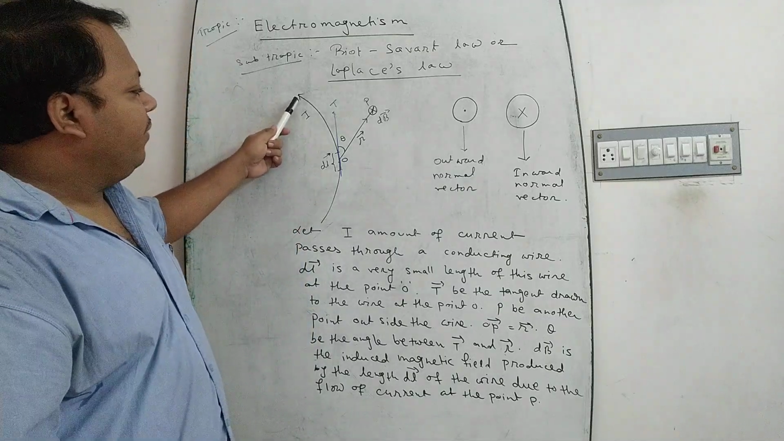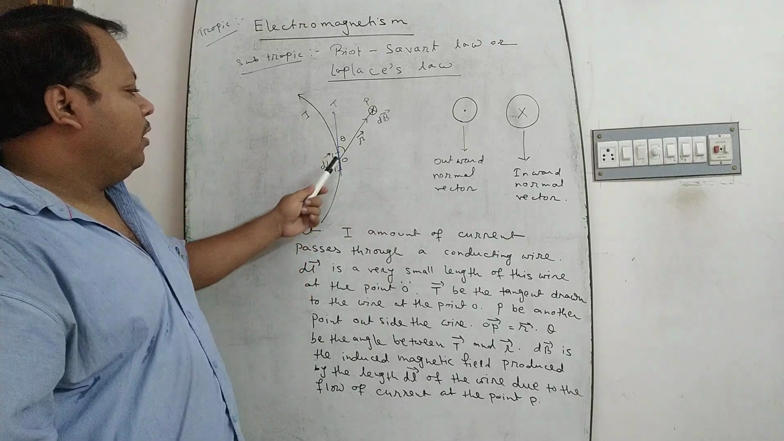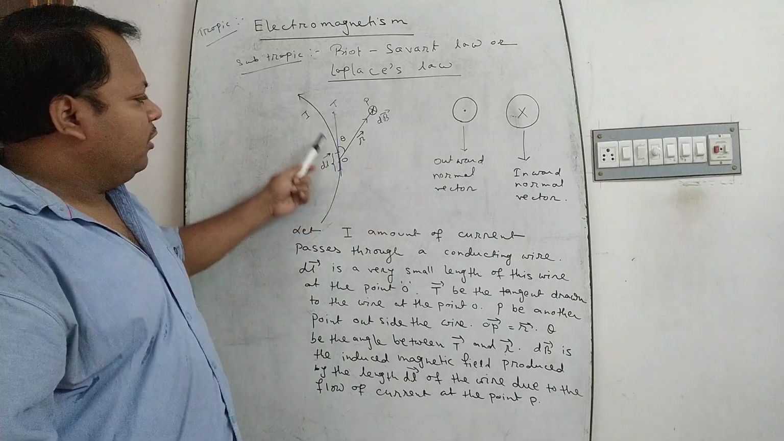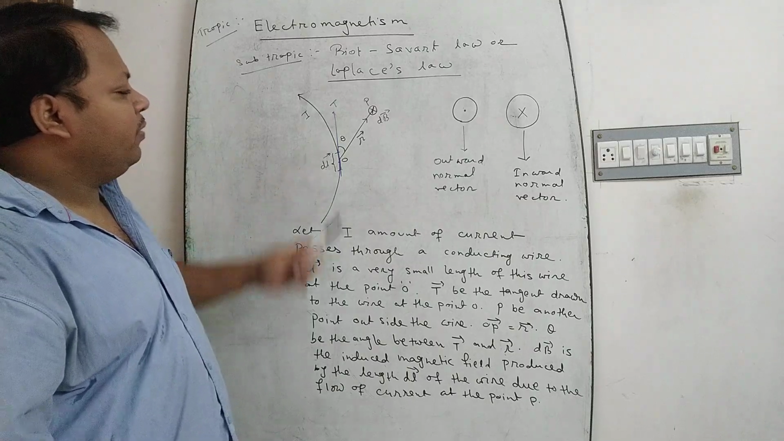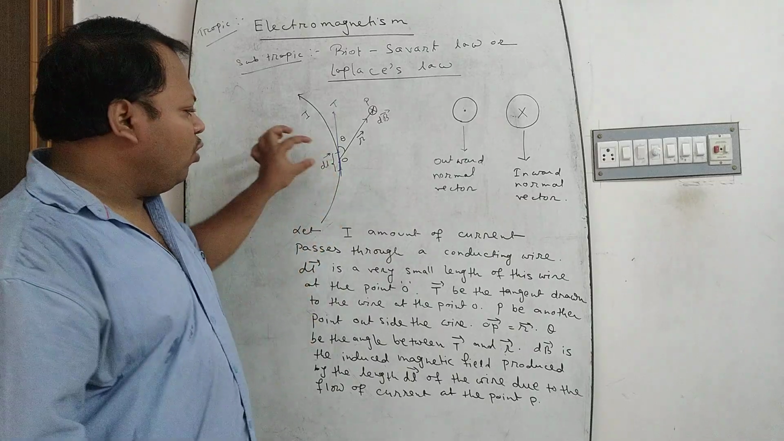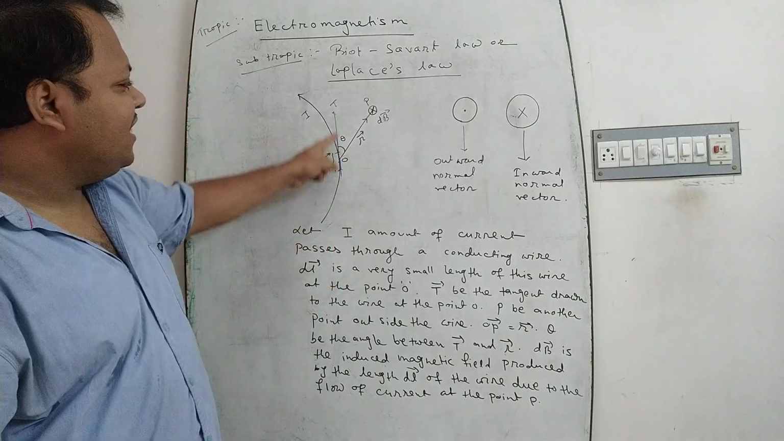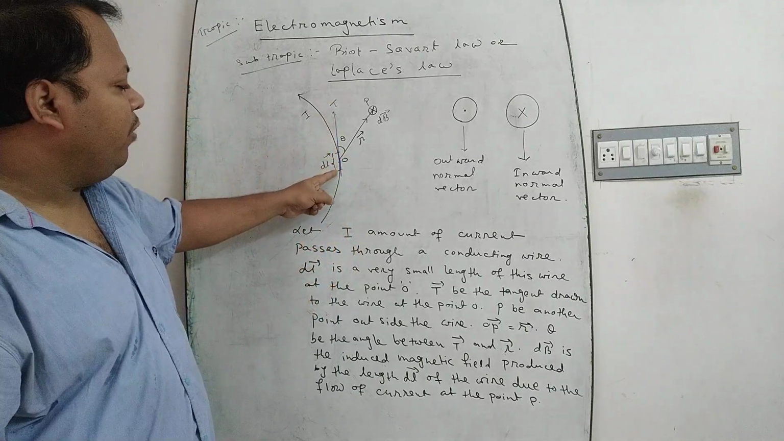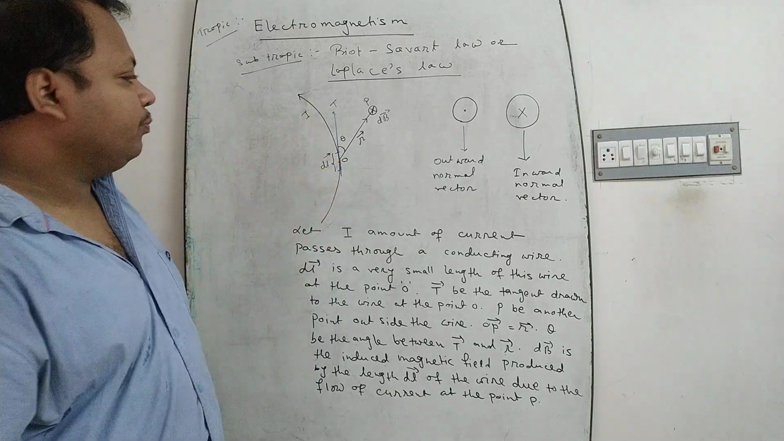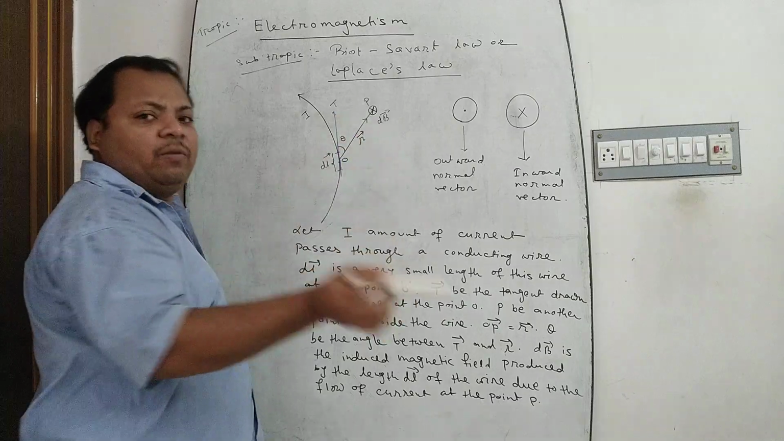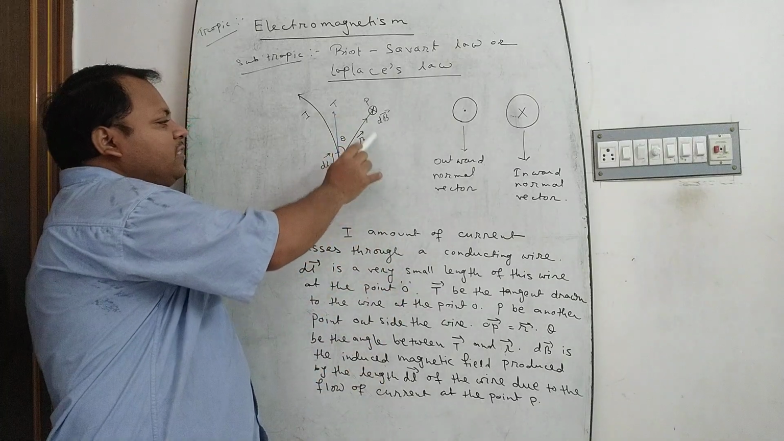This is a wire and current I passes through this wire. O is a point on this wire. dl is a small length of the wire. T is the tangent drawn to the wire at the point O. P is another point outside the wire. OP is r.